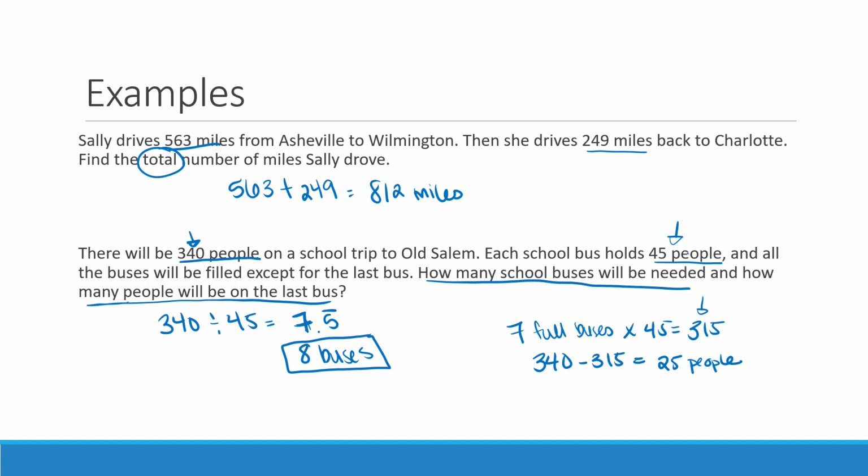The full buses have 45. That's why we did our whole number here times 45. This is full buses, 315. To get that remainder, or how many people are left over, we did the 340 people that we started with and subtracted the 315. So those are my leftover people. Again, hint, hint, nod, nod. This is a question you might want to go back and replay one more time because you're going to see it again.